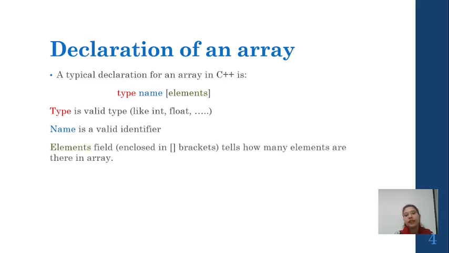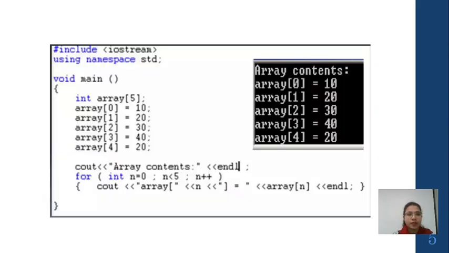Thirdly, we have the elements field, which means whatever number we are going to use. If we are going to declare an array of 10 elements, obviously we have to include that number 10 in our brackets. Let's have a look at the code which we will be using for the declaration of an array, as well as how we print the elements of the array.